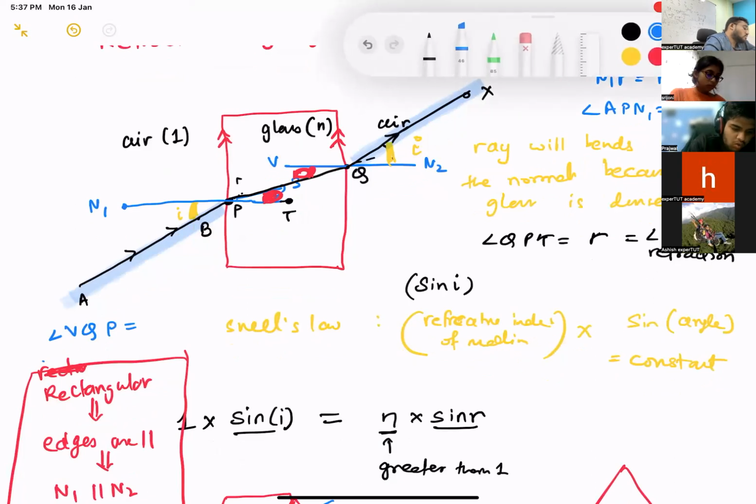Also write AB and QX are not coincident lines. They are parallel, but they are not coincident. तुमने parallel लिख लिया ना? लिख लो, but they are not coincident. They are not the same lines. Okay.